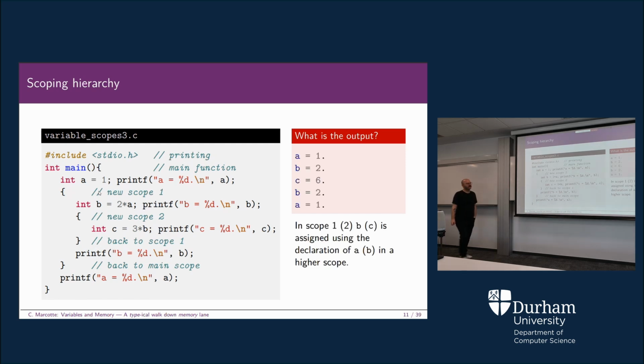So here we end up with a equals 1, b equals 2, c equals 6, and then b equals 2 and a equals 1. In scope 1/2, b/c is assigned during the declaration of a/b in a higher scope. I don't blame you if this is not immediately clear to you, but I encourage you to just copy this program and compile and run it and see if you can understand what's actually happening behind the scenes.